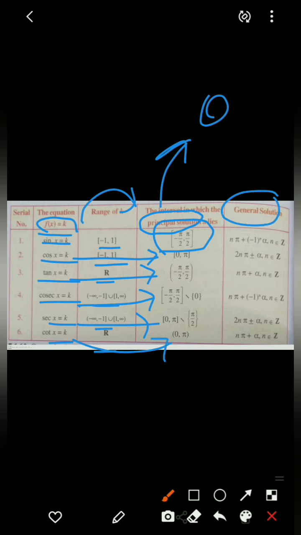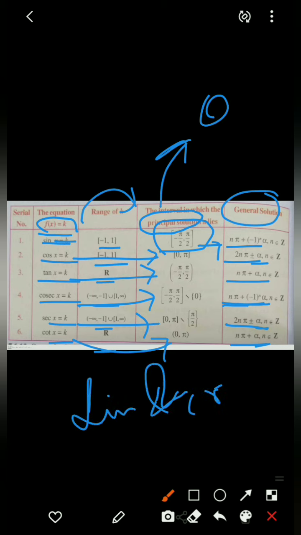Similarly, you need to remember the general solution of all these 6 equations. General solution of sin x is n pi plus minus 1 power n into alpha. You need to learn it. General solution of cos x is 2n pi plus minus alpha. General solution of tan x is n pi plus alpha. General solution of cosecant x is n pi plus minus 1 power n into alpha. General solution of secant x is 2n pi plus minus alpha, and general solution of cot x is n pi plus alpha. You observe in all the equations we have alpha. So you can remember a tactic and learn all of them like that. If you carefully observe here, sine and cosecant are inverse to each other. We learned that in the 10th standard trigonometry.